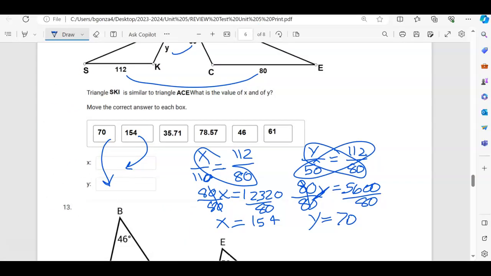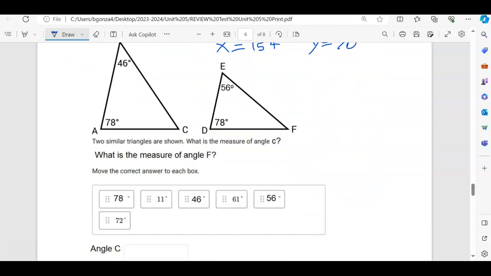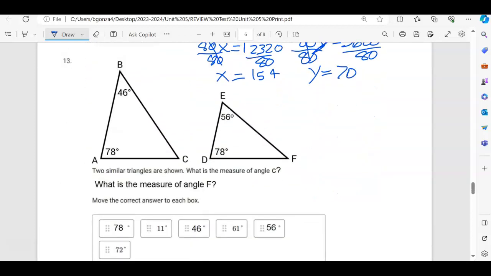So make sure you're good at drag and drop. Okay. And you should be able to set up two proportions, cross multiply and divide. Number 13. Two triangles are shown. What is the measure of angle C and what's the measure of angle F?